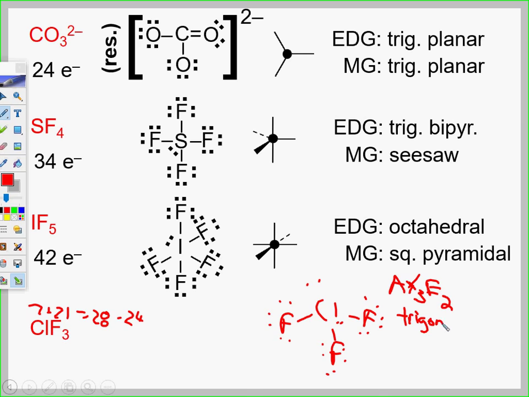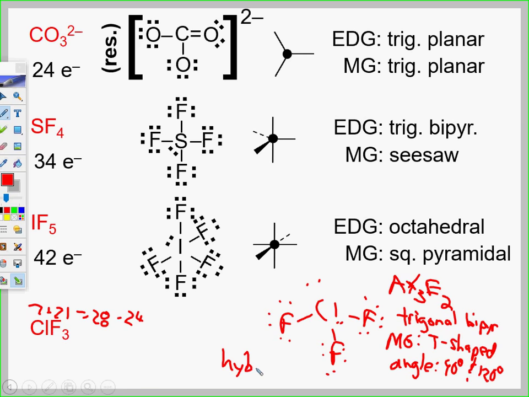Anybody? What is it? And then what? What's the shape? T-shaped. All right. What is the angle? And what is my hybridization? sp3d. Okay. All right. Good.